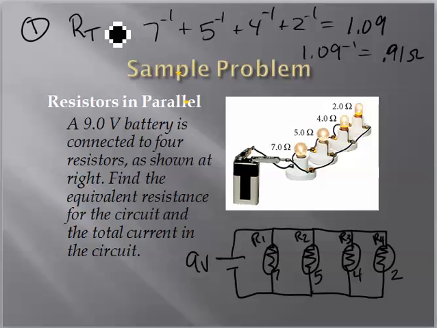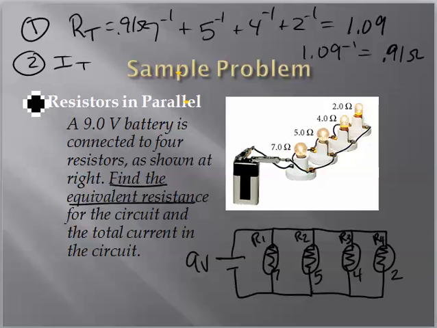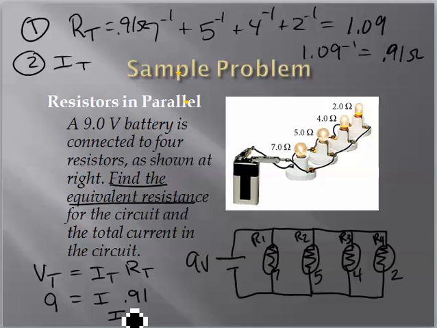So RT is 0.91 ohms. So find the equivalent resistance. Check, done that, 0.91 ohms. To find the total current, that's the second step, find IT. Well, I'm going to go back into our equation here that we've used. VT equals IT times RT. In this case, that gives me 9 equals I times 0.91. I, in this case, then turns out to be 9.9 amps.